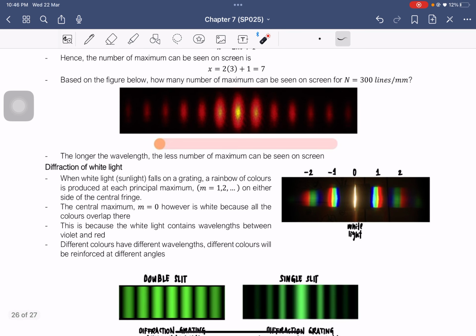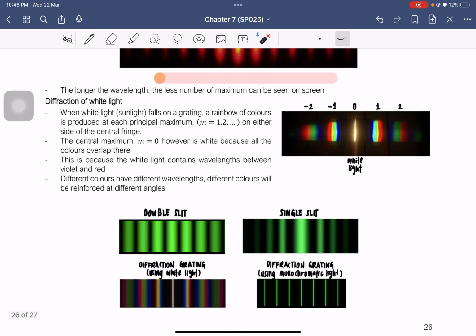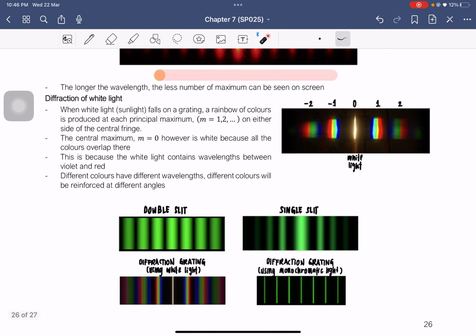Okay, so diffraction of white light. When white light, which is for example sunlight, falls on the grating, a rainbow of colors is produced at each principal maximum. So you will see a rainbow on either side of the central fringe. The central maximum, however, will be white because all the colors overlap here. This is because the white light contains wavelengths between violet and red. Different colors have different wavelengths, so different colors will be reinforced at different angles, hence the formation of rainbows.